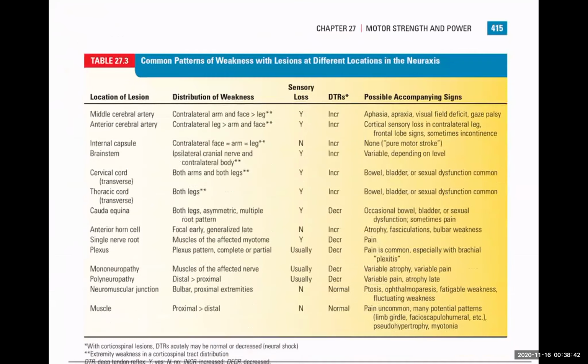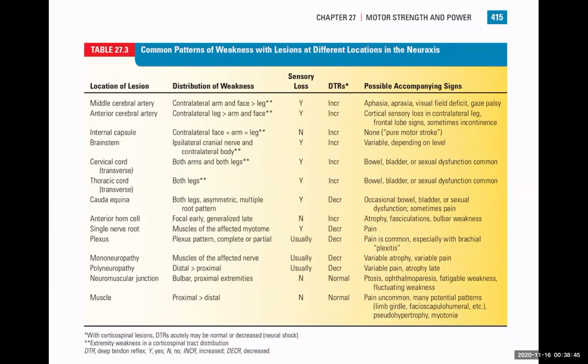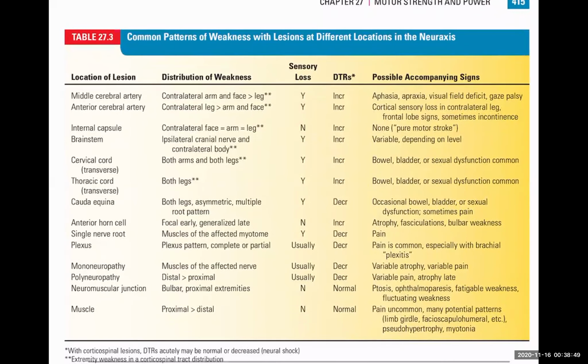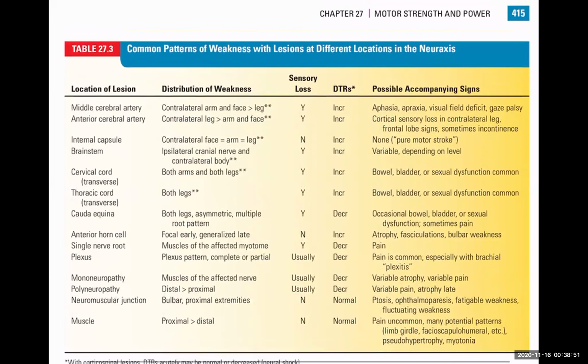Then again, this is the one that I wanted to tell you. So based upon the type of weakness, how can you localize the artery or territory? If it's an MCA infarct, the contralateral arm and face is more likely to be involved than the leg. Okay. Associated with sensory loss, yes, DTR is exaggerated. These are the possible accompanying signs. You'll have aphasia, apraxia, and all. So in MCA, it is the contralateral arm and face. Okay, ACA, it is the contralateral leg more than the arm and face.